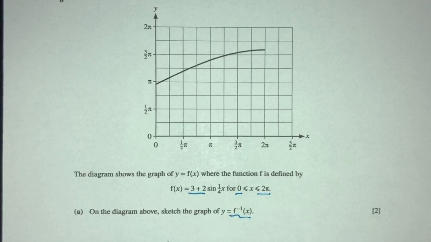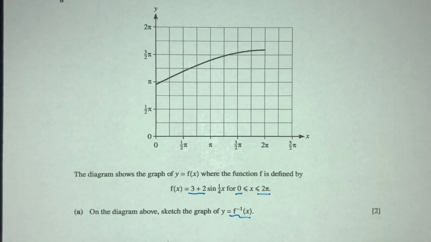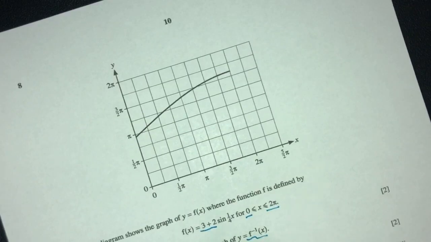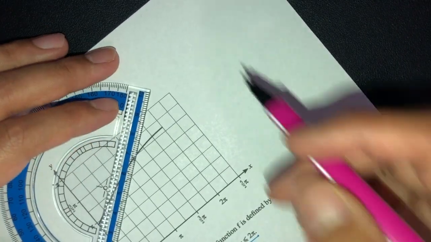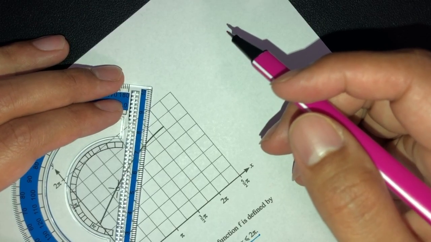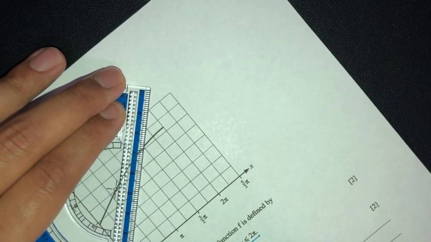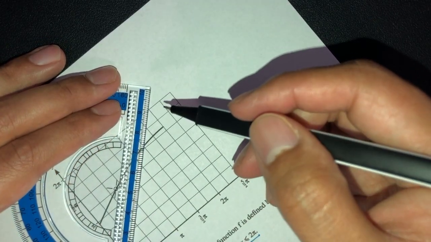Now how would you usually sketch the graph of y equal to f inverse of x? You're being tested on the relationship between f of x and f inverse of x. You should know by now that it is basically a reflection across the line y equal to x. So we have to use that line as a guide to help us sketch the other graph. Let me first draw a line over here to help me.